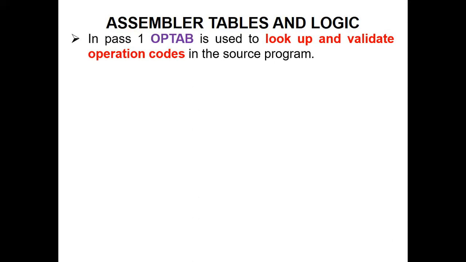During pass one, the operation code table is checked to find out whether the written instructions are valid. So it is like debugging the program, where you examine the code to find out whether what you have written exists, whether what you have written is valid. So during pass one, the operation code table is checked to validate the operation codes, and then again during pass one, that's when the symbol table is also generated.